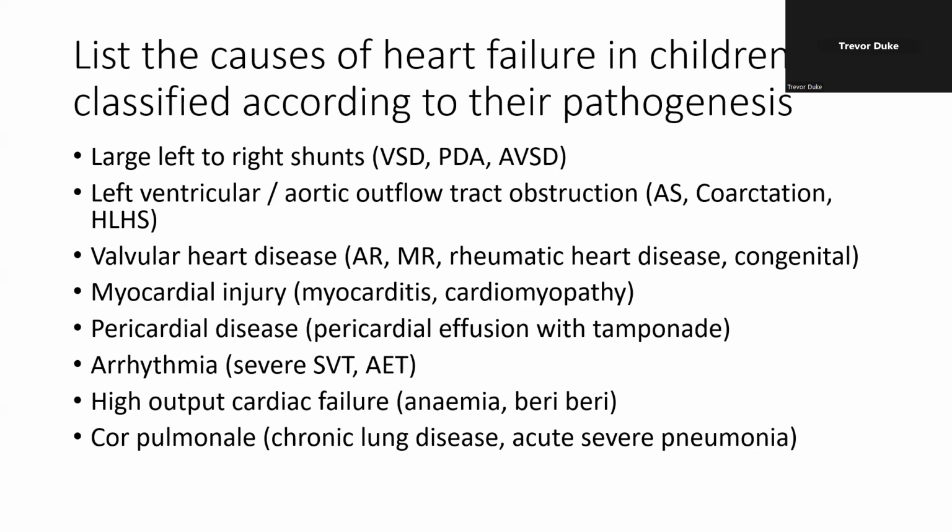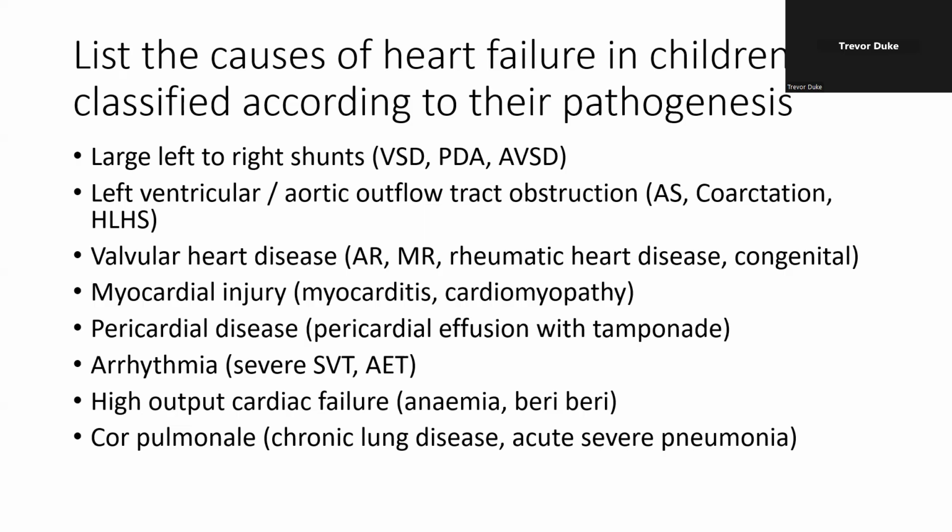So large left to right shunts are simply a defect within the septum, be it the ventricular septum or the atrial septum, or both, the atrioventricular septum, or you can get a large left to right shunt if a child has a pathological connection between the left side of the circulation and the right side. And the most common one of that is patent ductus arteriosus, where you've got a persistence of a connection between the aorta and the pulmonary artery. And so that can lead to heart failure because of a large left to right shunt.